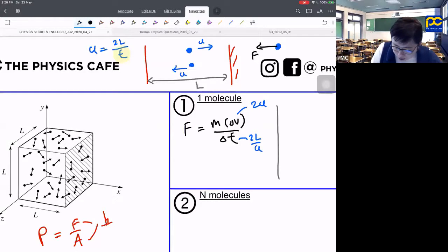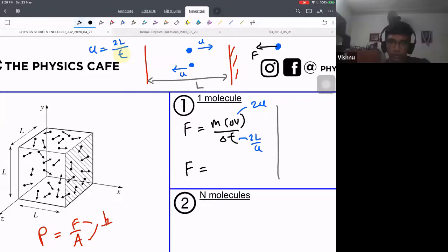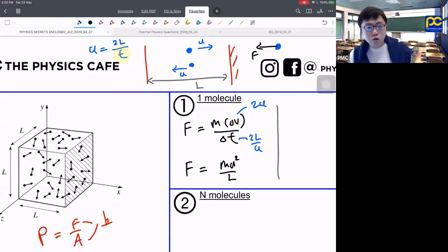Then finally, they find the force due to the collision between the molecule and the wall. So what do they get now? Okay, tell me, Vishnu, help me simplify it, please. mu square over L. All right, that's it. So this is the school version.